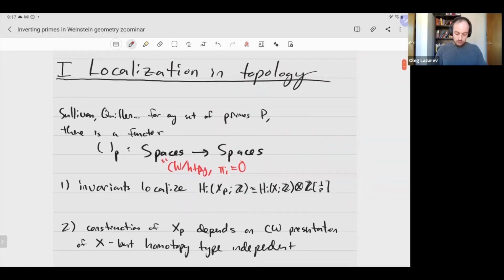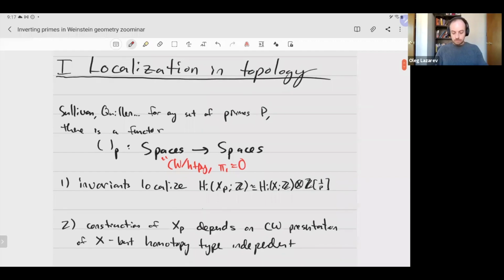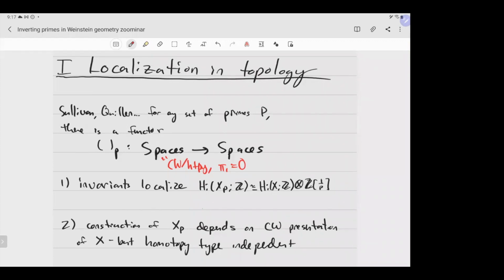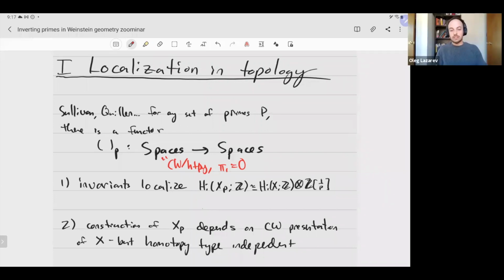This construction of X sub P actually depends on the starting CW presentation of X. Basically, you replace all the cells in the CW presentation with what are called P cells. But then you prove a posteriori that the resulting homotopy type of X sub P is actually independent of the CW presentation of X that you started with.